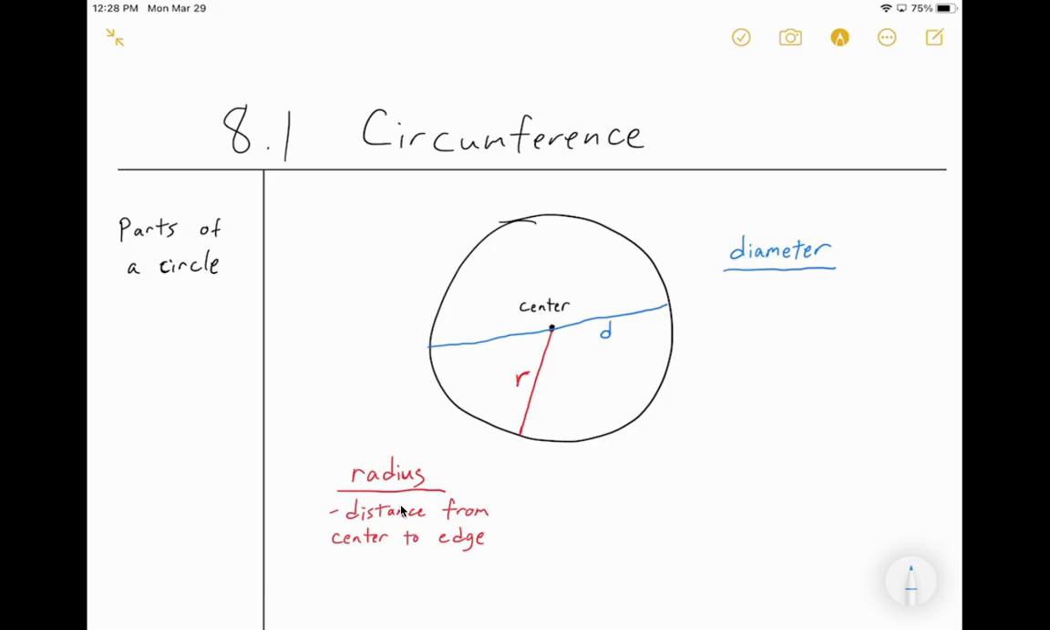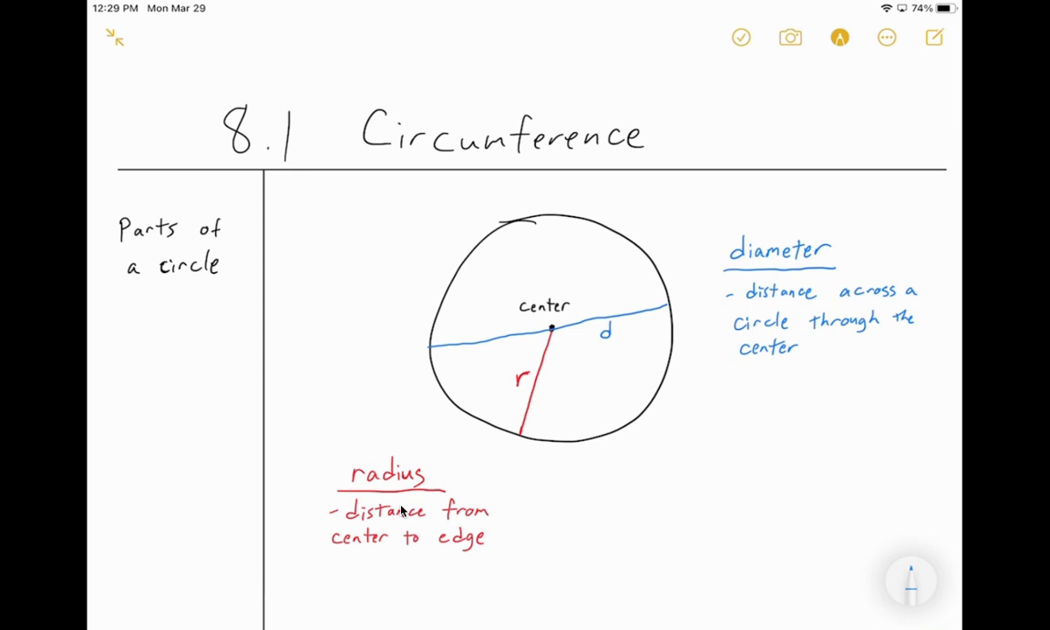The diameter, okay, the diameter goes from edge to edge and through the center. So it's the distance across a circle through the center. So that's really important. It has to go through the center.